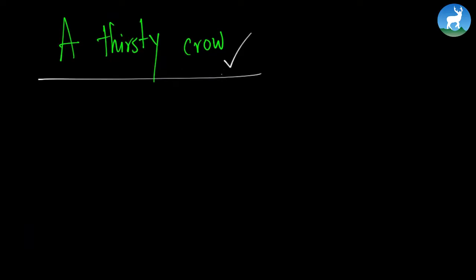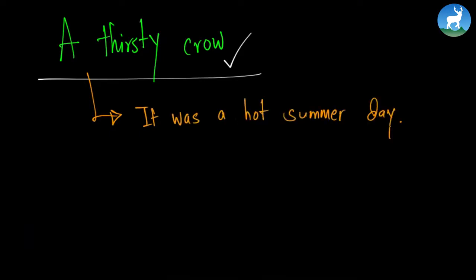It's called A Thirsty Crow. That short story is pretty minimal and pretty straightforward. It begins with the line, "It was a hot summer day." That's a bad start, if you ask me. A crow was very thirsty. Who cares? And the story is very minimal, and there's a moral also: where there is a will, there's a way. I believe you can do that, but don't just give your story a bad start.